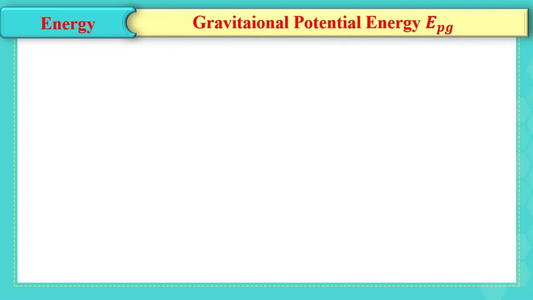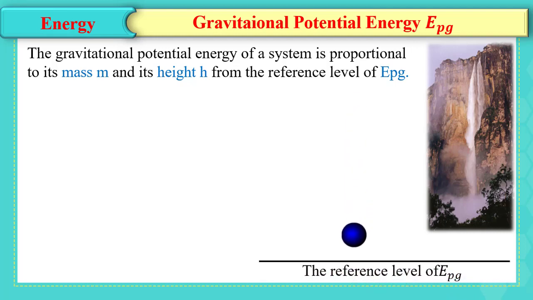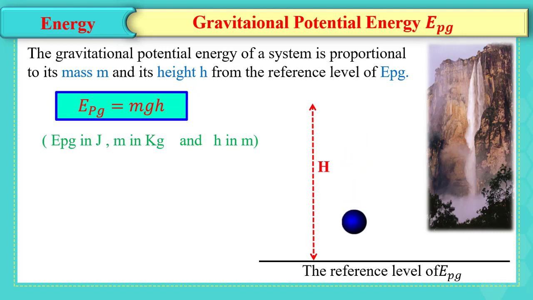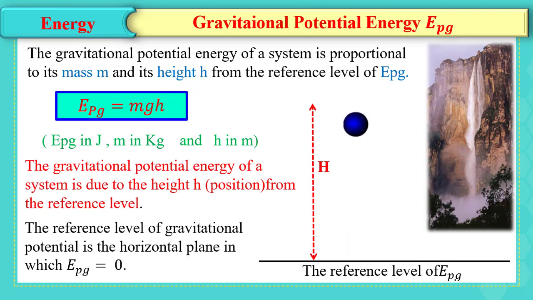Gravitational potential energy. The gravitational potential energy of a system is proportional to its mass and its height from the reference level of gravitational potential energy. Its relation is given by mgh, where E is in joules, mass in kilograms, and h in meters. The gravitational potential energy of a system is due to the height from the reference level, and the reference level of gravitational potential energy is the horizontal plane in which EPG equals 0 joules.